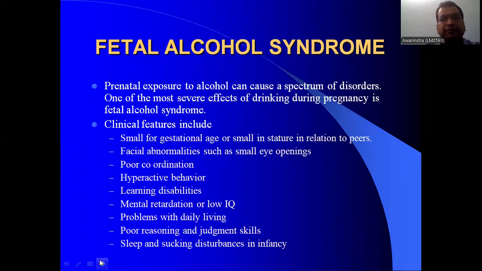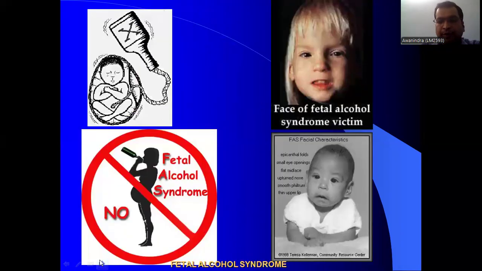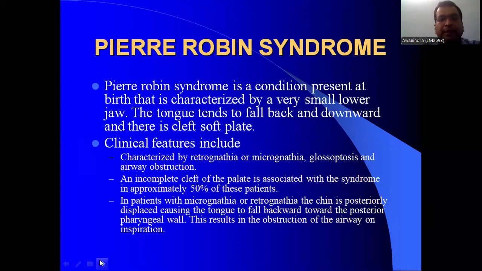Similarly, there is fetal alcohol syndrome. Prenatal exposure to alcohol causes a spectrum of disorders. One of the most severe effects of drinking during pregnancy is fetal alcohol syndrome. So it should be avoided during pregnancy.